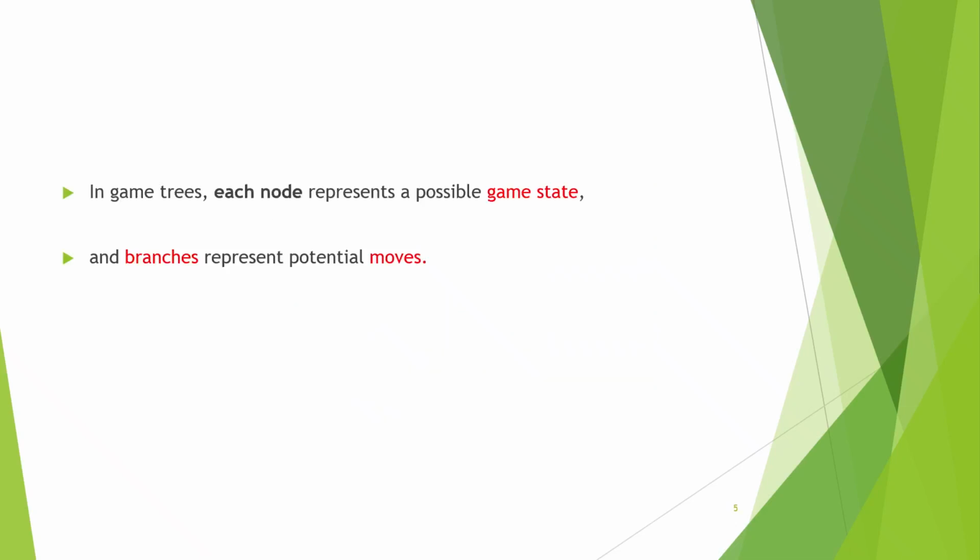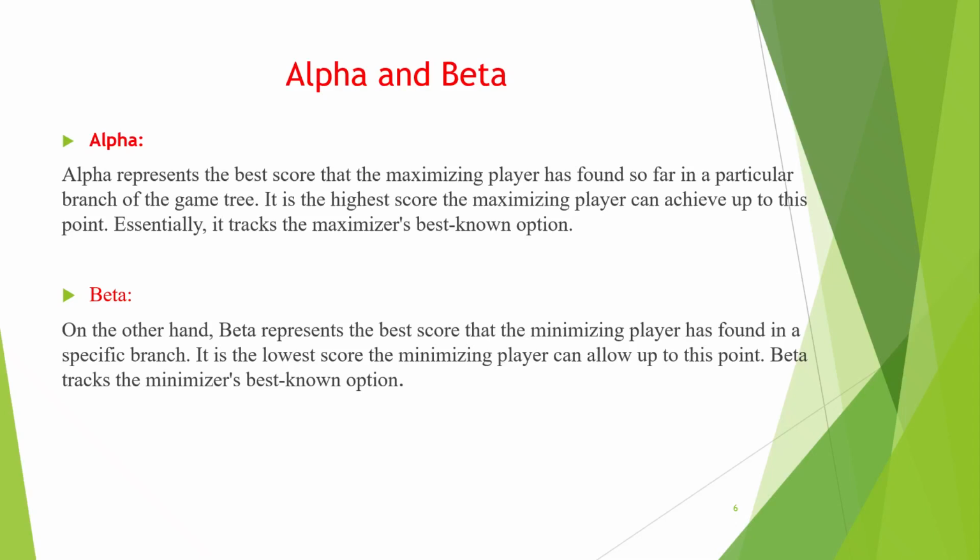So in a game tree, each node represents a possible game state. Each and every node represents the state of the game, and each branch represents the moves of the game. Now what is alpha beta? Alpha represents the best score that the maximizing player has found so far in the particular branch. It is the highest score the maximizing player can achieve up to this point. And beta, on the other hand, represents the best score that the minimizing player has found in its specific branch. It is the lowest score the minimizing player can allow up to this point. Beta tracks the minimizer's best known option.